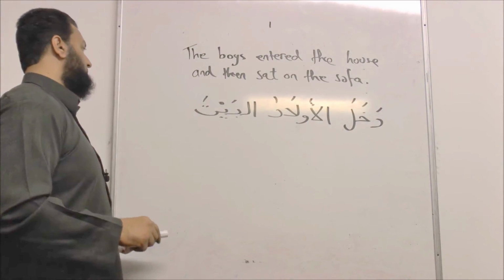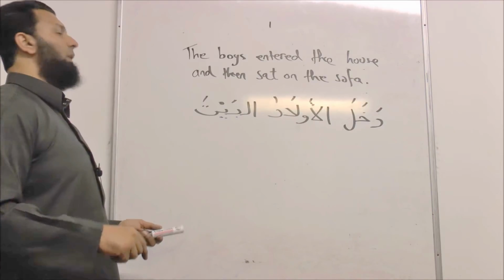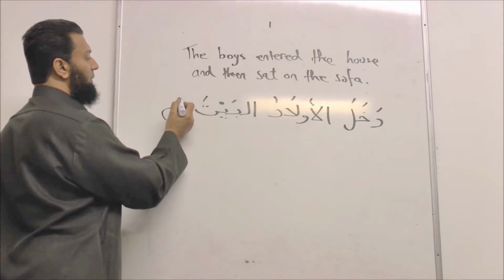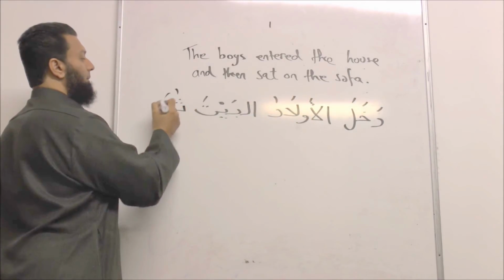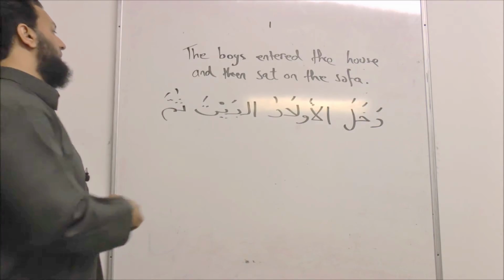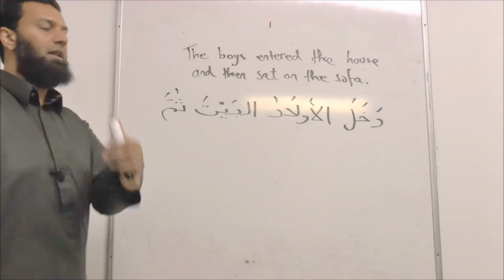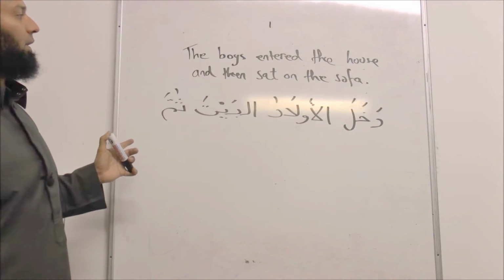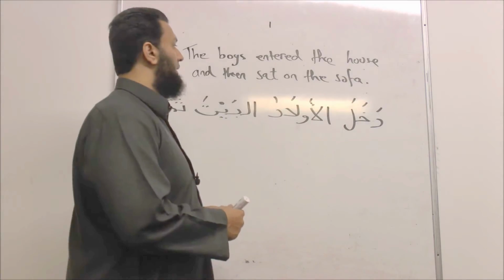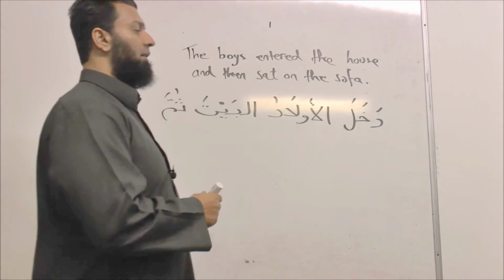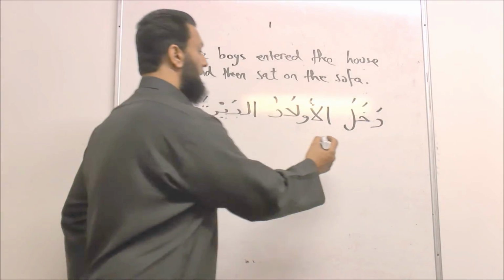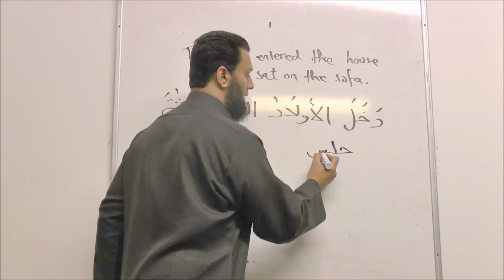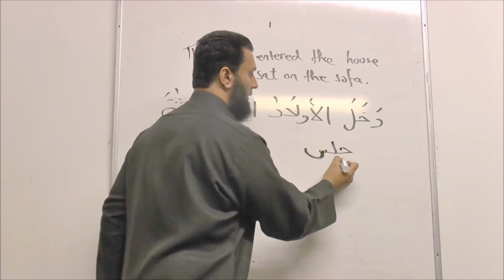And then. I don't know how you say then. Well, then is thumma. There's no need to say what. Because and is here. Thumma indicates a sequence of events. Thumma, then. Thumma jalasa.